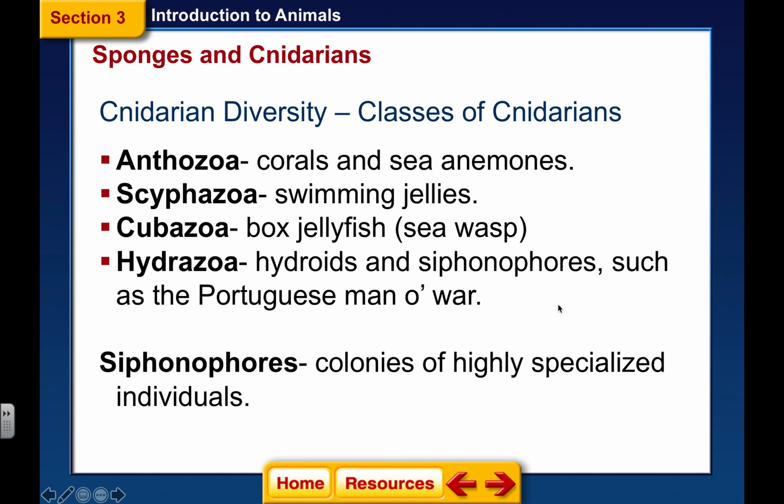Hydrozoa. This is our hydroids or siphonophores. Siphonophores, these are colonies of smaller jellyfish. And you may have heard of the Portuguese man of war, though he's not the largest of the jellyfish. I believe the largest of the jellyfish is called the moon jellyfish.